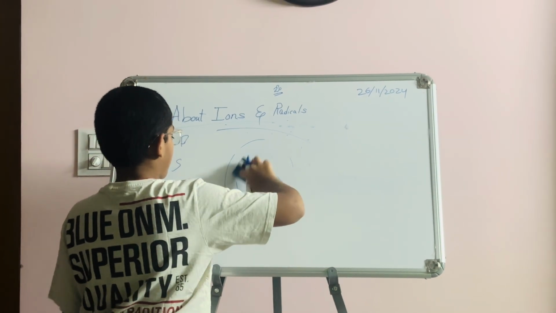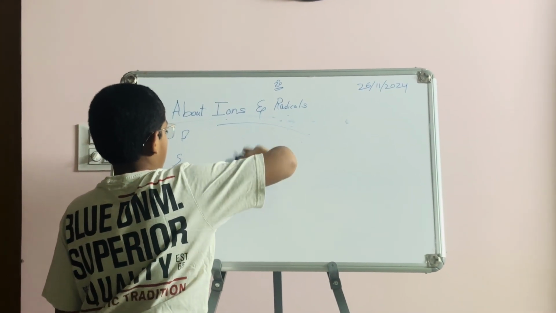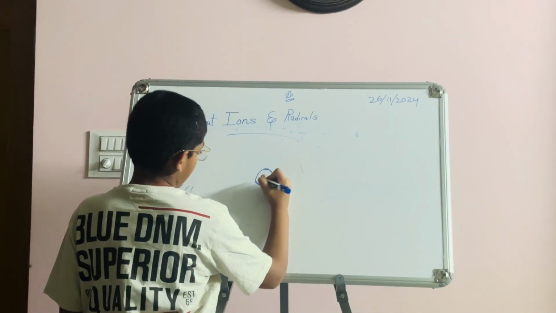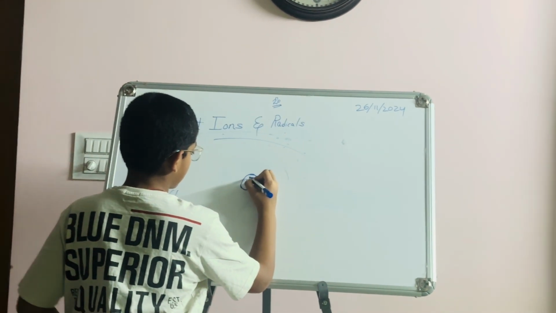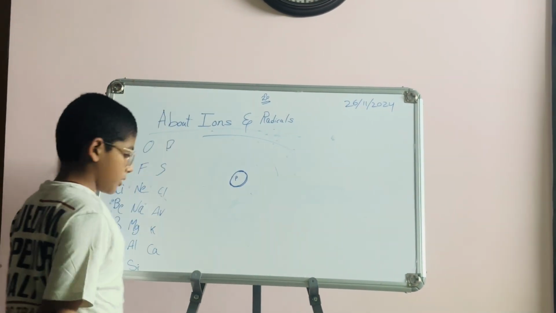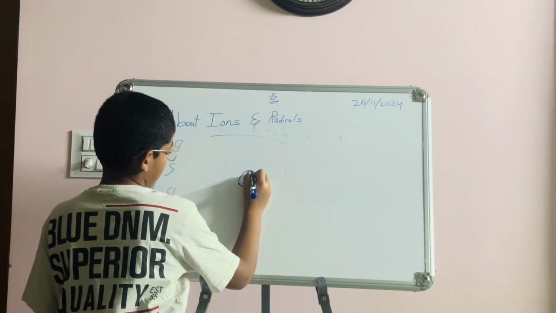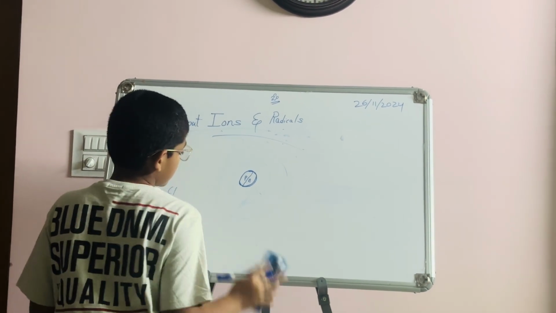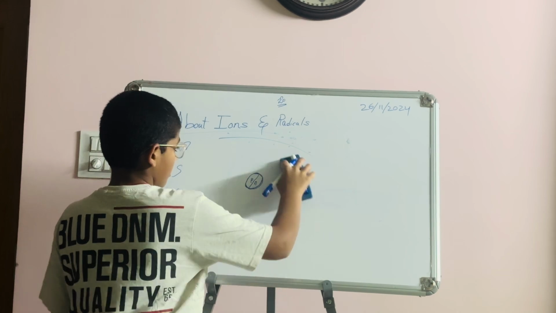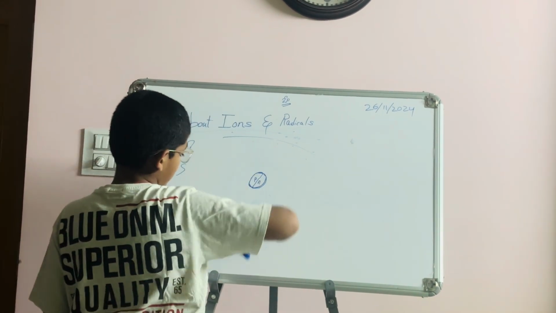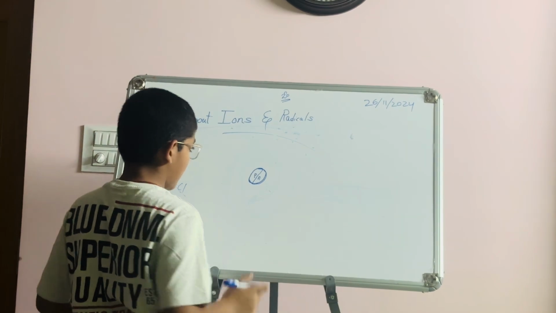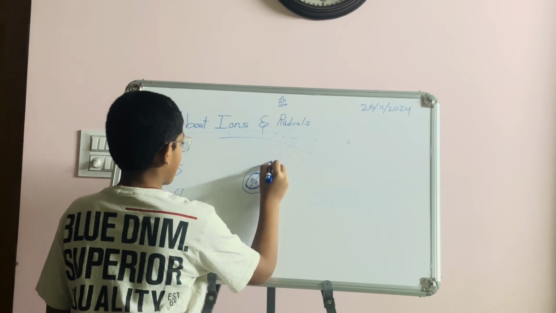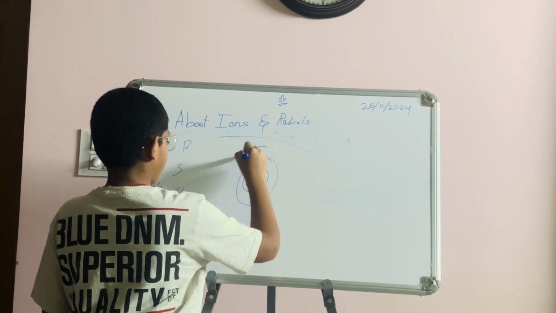So, what do you think about the nucleus? The nucleus contains positively charged particles named protons and particles with no charge known as neutrons. This is the composition of the nucleus of an atom. Around this nucleus, there are orbits or shells in which electrons are present.